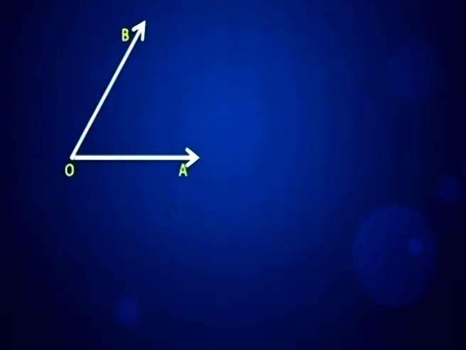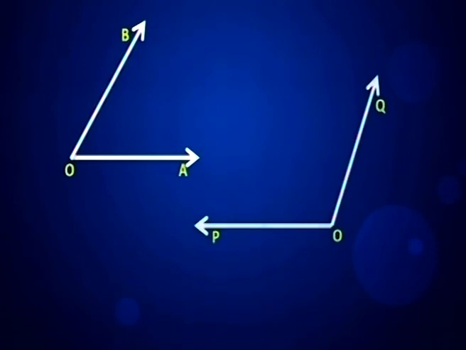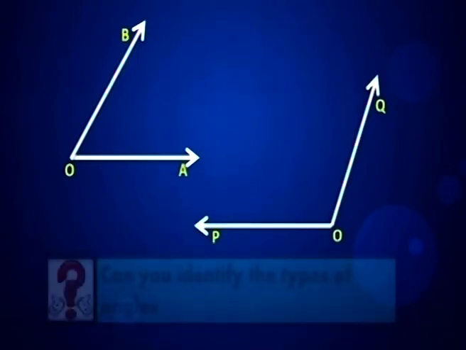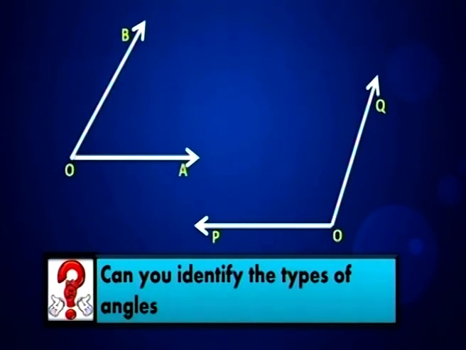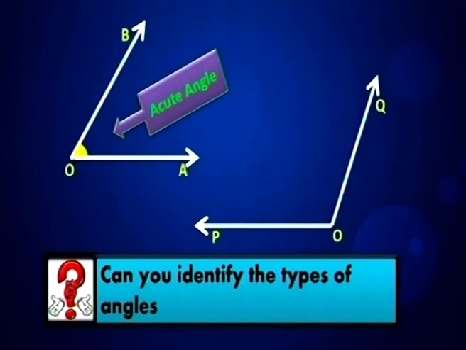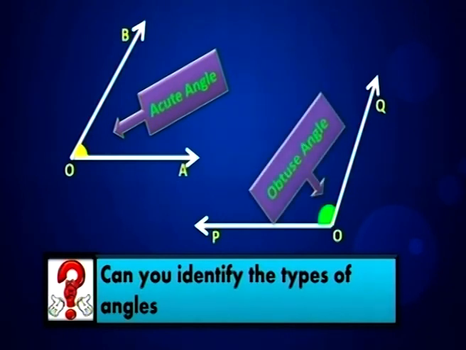Look at the angle shown on your screen. There is another angle, POQ. Children, can you identify the types of angles that are shown on your screen? Yes, the first one is an acute angle. Now look at the second one. It's an obtuse angle, because the first angle is more than 0 but less than 90 degrees. So we call it an acute angle. Whereas in the second case, we see that the measure of this angle is more than 90 but less than 180 degrees. So we call it an obtuse angle.